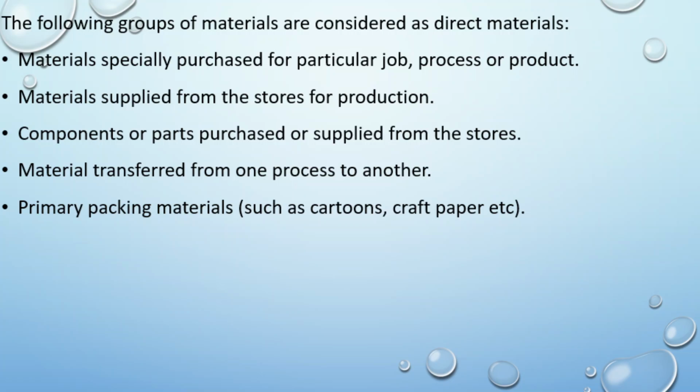Here are a few groups of materials that are considered as direct materials. Materials specially purchased for particular job, process, or product. Materials supplied from the stores for production. Components or parts purchased or supplied from the stores. Material transferred from one process to another. Primary packing materials such as cartons, kraft papers, etc.